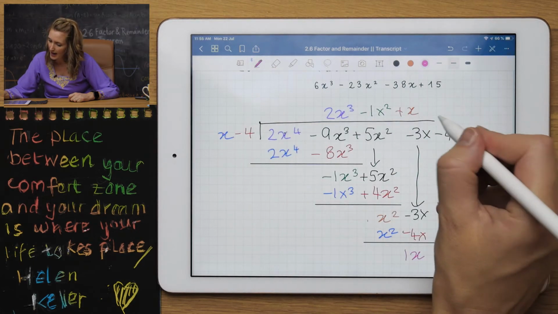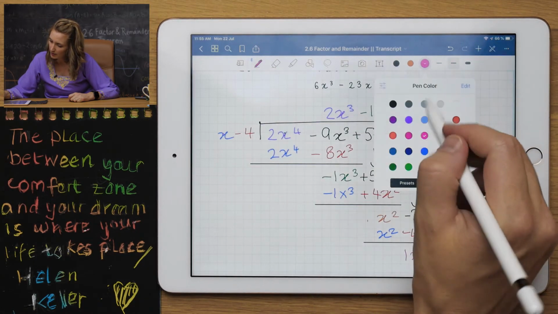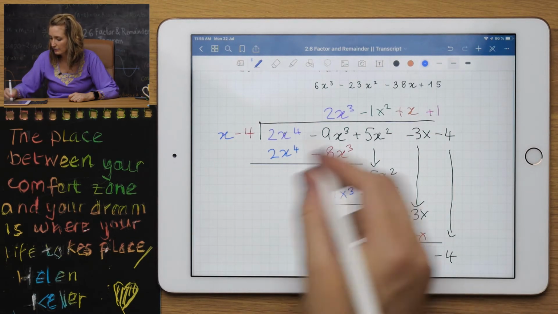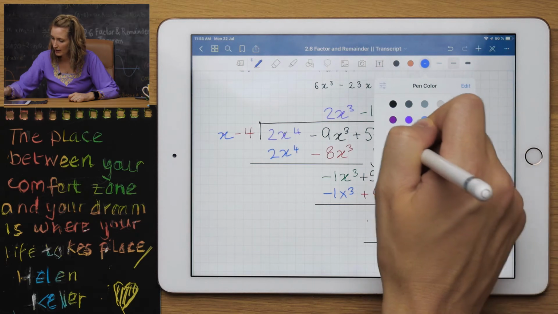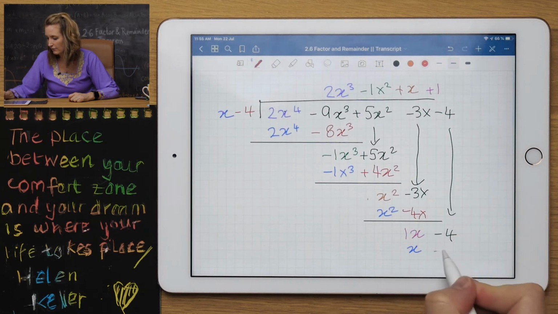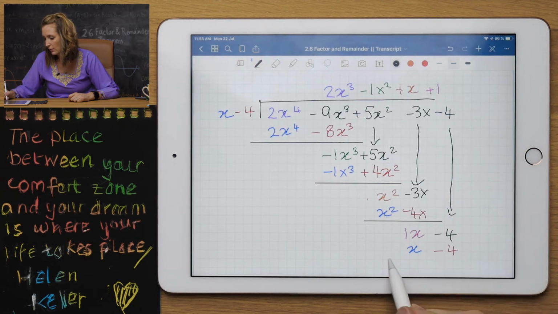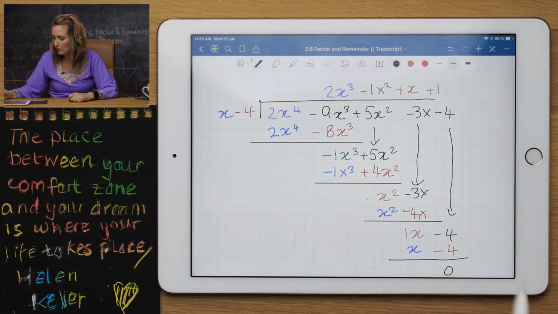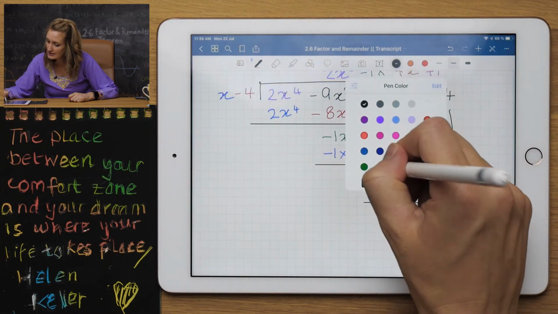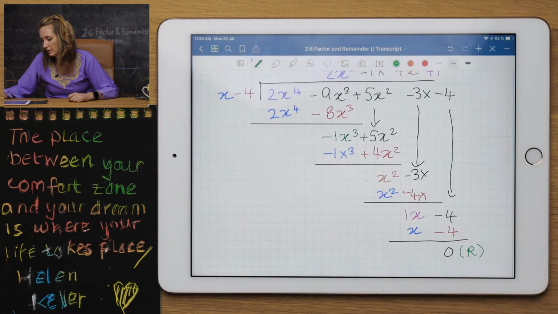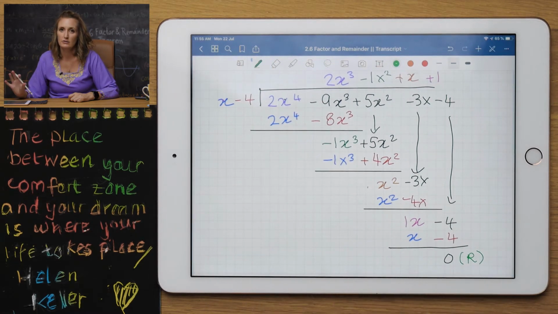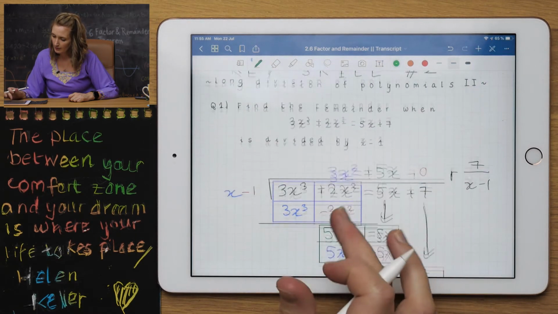1x divided by x would be plus 1. And the final step, x, and here, minus 4. Now you can see when we're going to calculate the remainder, x minus x is 0, minus 4 minus minus 4 will be 0. So because that is a 0 remainder, this is in fact a factor. 0 remainder is a factor.